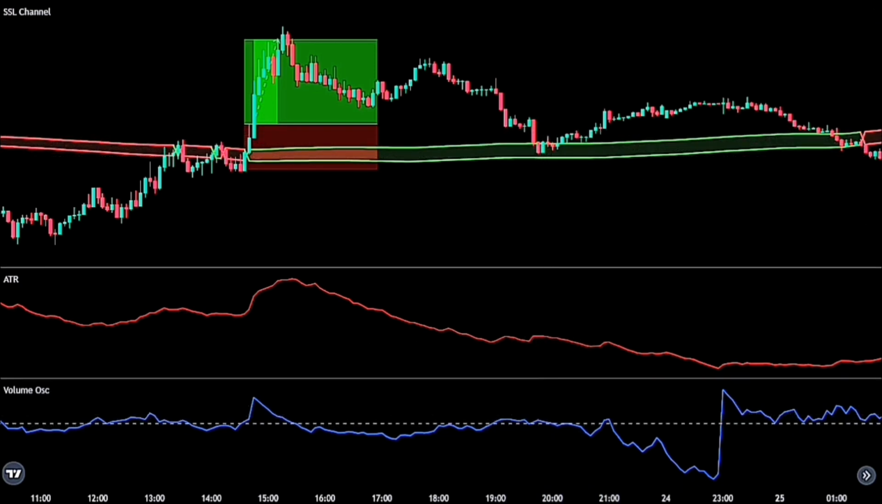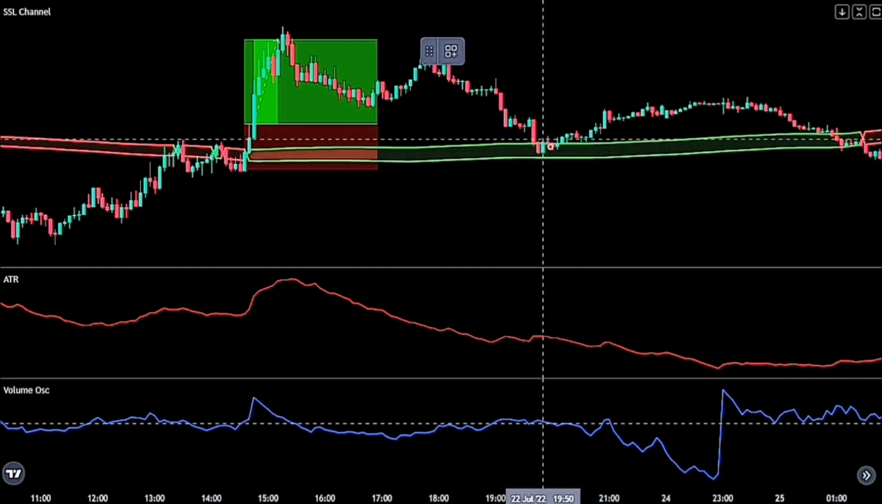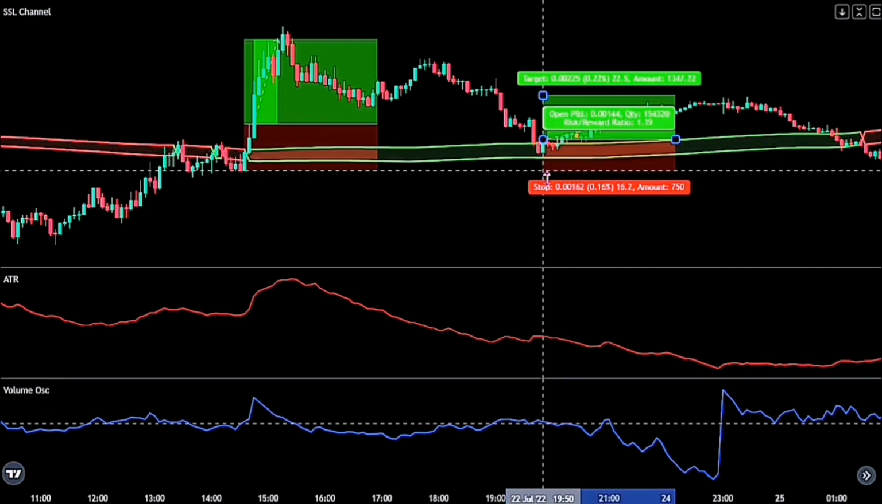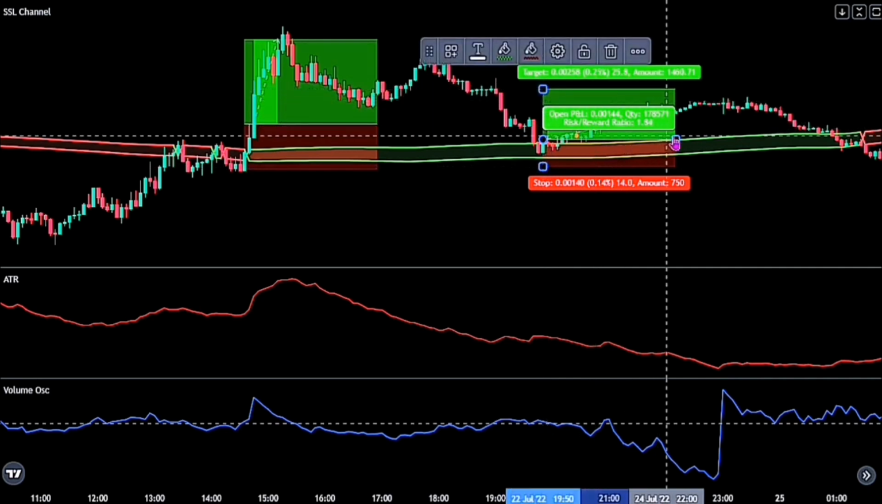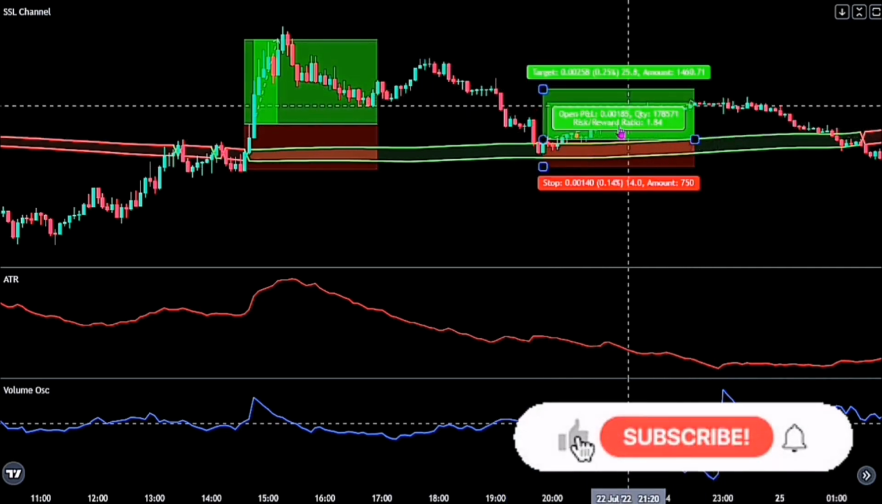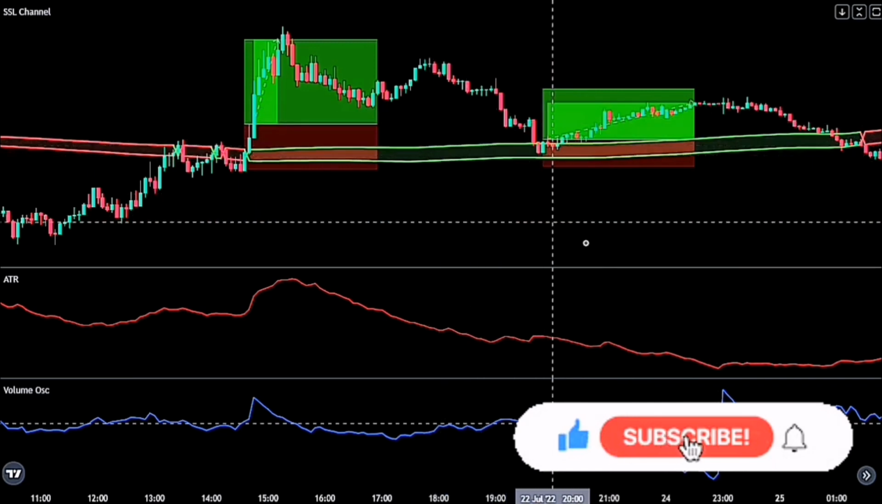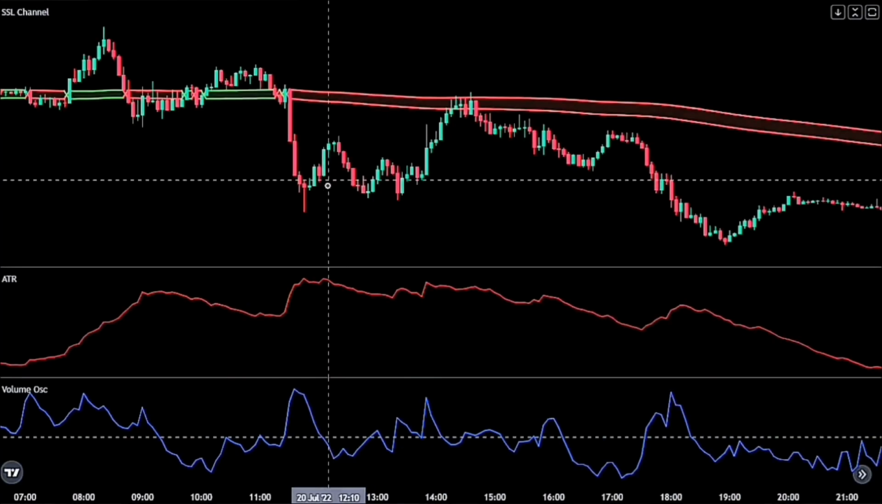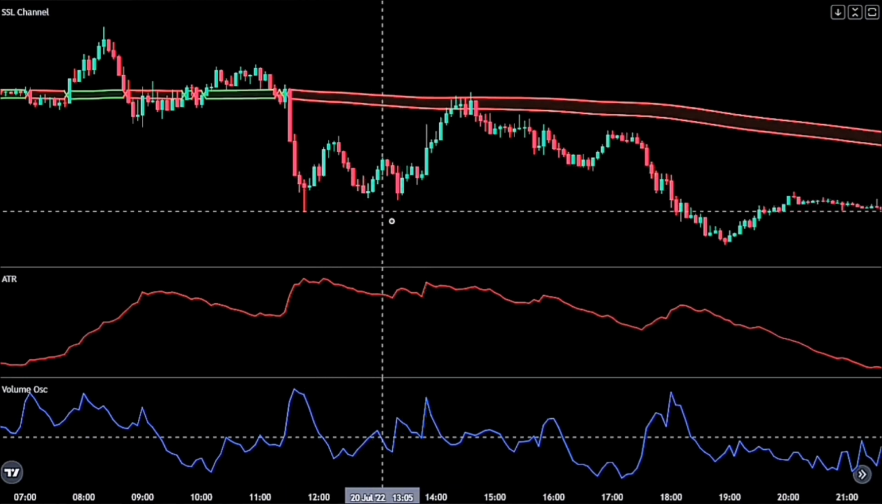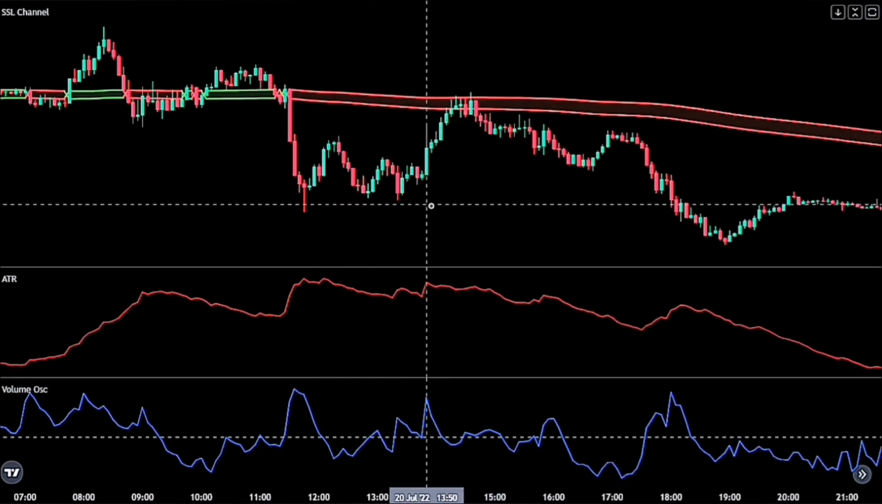Now the extra entry tip is this. We would want to see the price retrace back to the SSL channel, and we would wait for the next candlestick to break out of the channel and close in the direction of the SSL channel. And also, we would want to see our volume indicator above the 0 line before we go ahead and place a buy trade. We would also be using the 1.8 risk to reward ratio, as our stop loss would be 2 times the value of the ATR.